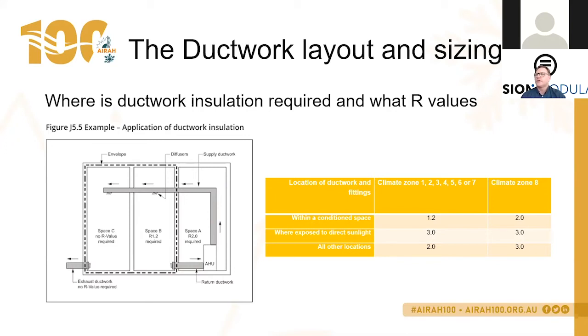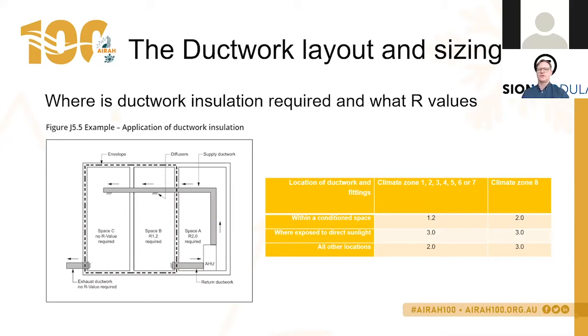So the ductwork that is in space C, which is the last room being served by this particular air handler, doesn't actually require any insulation. This is a supply air ductwork. If there was return air ductwork in space C, then it would also not require insulation because that ductwork would be considered in the conditioned space.